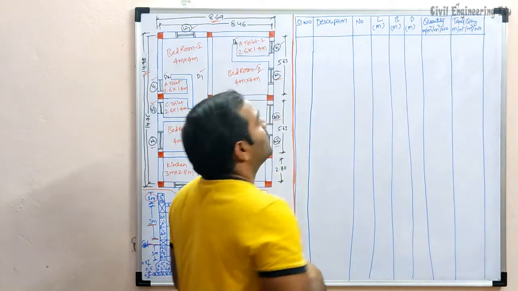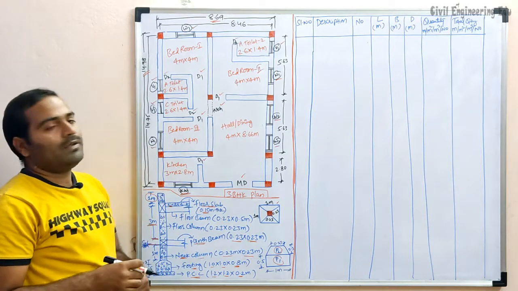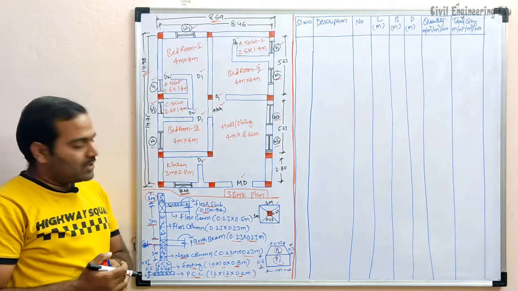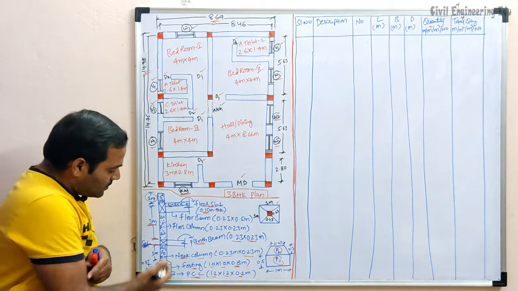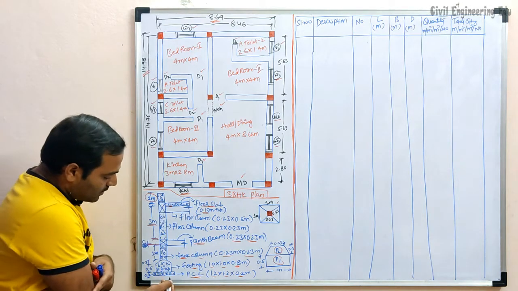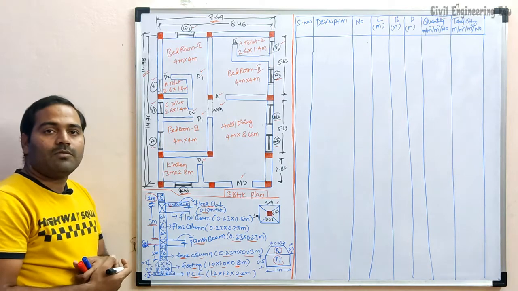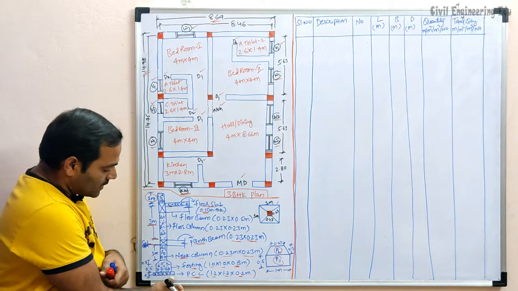So after this, as a part of execution, we will calculate the items of work one by one. There is a proper order for calculation of items of work. If you observe this structural detail, at the bottom there is a PCC. Before that, the first item of work should be the earthwork excavation. So the first item of work is earthwork excavation.